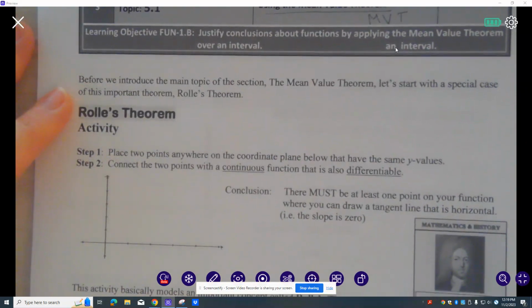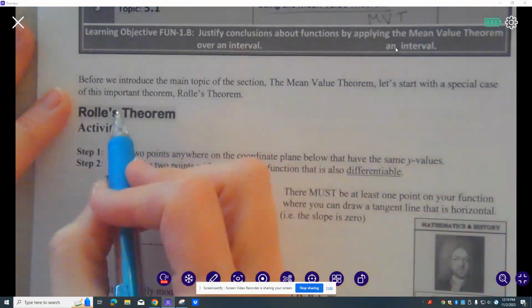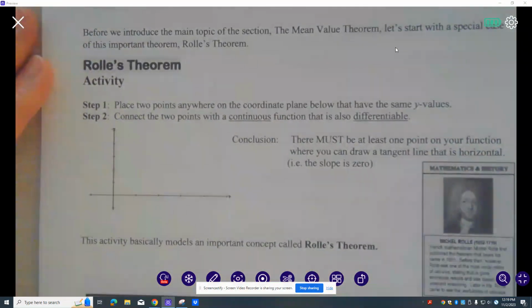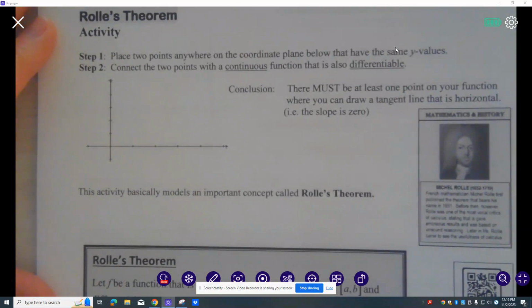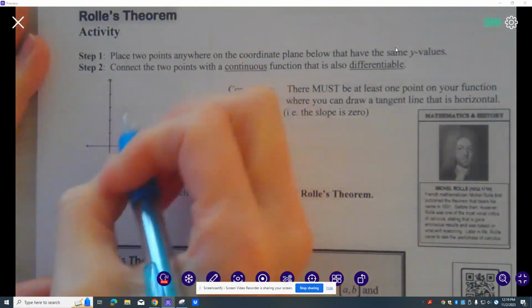Before we introduce the main topic, the mean value theorem, let's start with a special case, which is called Rolle's theorem, which honestly does not come up that often, but it starts with an activity. So I suggest that you pause the video and try this activity. And then we're going to assume you paused the video.